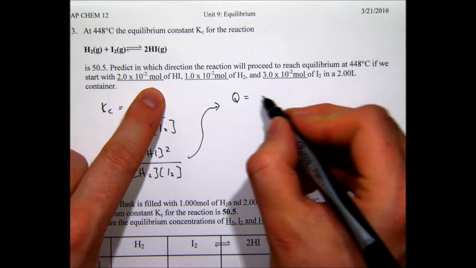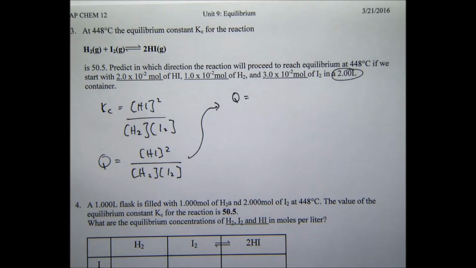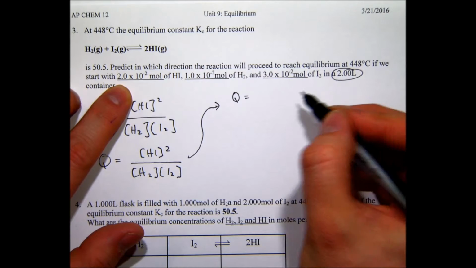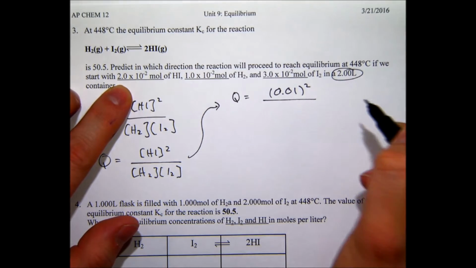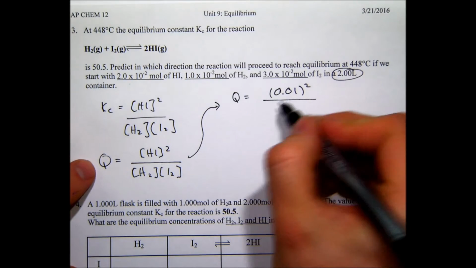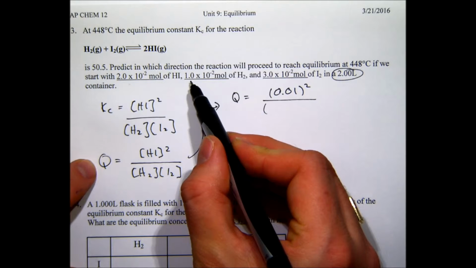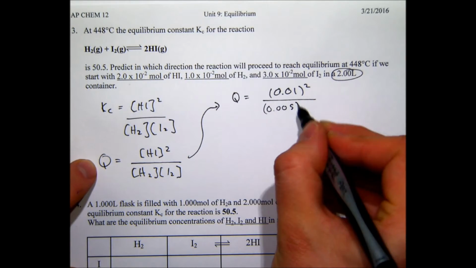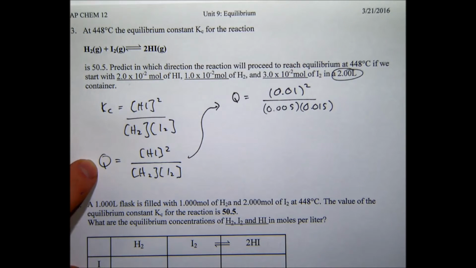Q is equal to the concentration of HI. But before we start throwing numbers in, we have to understand that it is asking for moles per liter. And it's giving us moles, and it's telling us it's in a 2-liter flask. So all of these numbers have to be divided by 2 to put them in as concentrations, because we need to report it in moles per liter. So instead of writing in 0.02, I'm going to write in 0.001 squared. And instead of writing in 0.001, I'll write 0.005. Just like that.